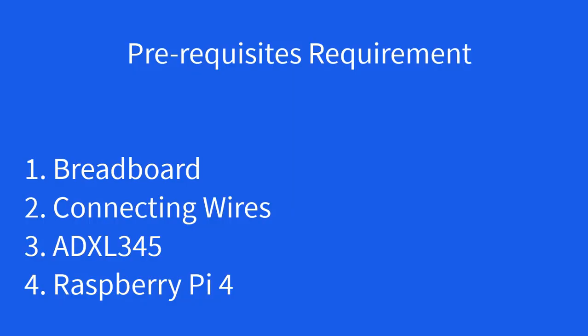So before starting with our introductory part, there are some prerequisites: first one is a breadboard, second connection wire, third ADXL345 module, and last Raspberry Pi 4. So let's get started with the introductory part.